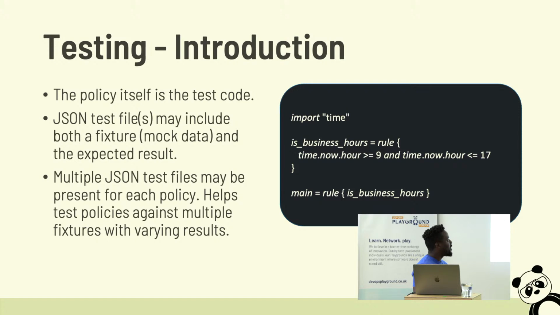And then in the main here, you can see that the main is the part that actually runs the main policy. So in here you can have multiple rules, but you can only have one main, as the main is the one that triggers the policy. And then the main runs the rule, is business hours, which returns a Boolean, either true or false in this case. And the policy itself is the test code, by the way.